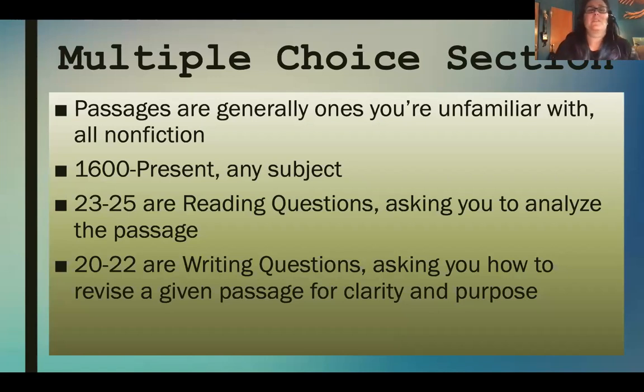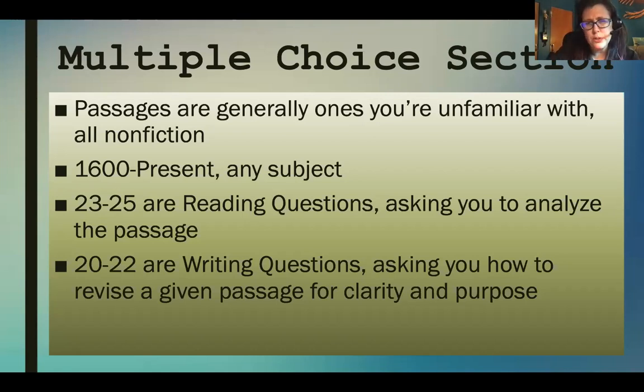Of the 45 questions, 23 to 25 of them are reading questions, and you had some of these on your pretest. They give you a passage and ask you questions analyzing it. Usually they refer to specific places in the passage. They'll ask you about the author's choices. The questions, as you might have noticed, focus on the purpose of the piece and the strategies the authors use to achieve that purpose.